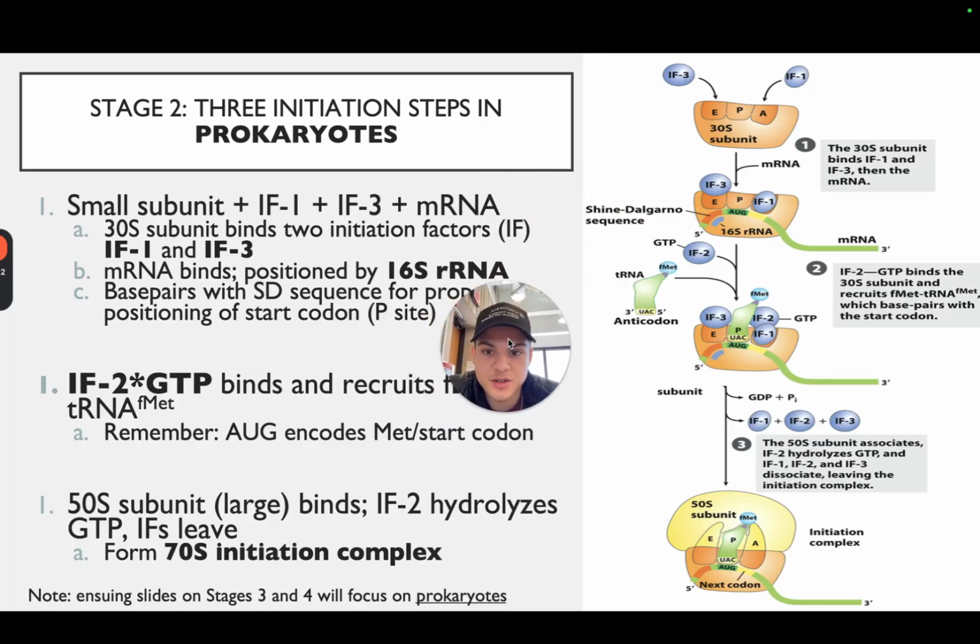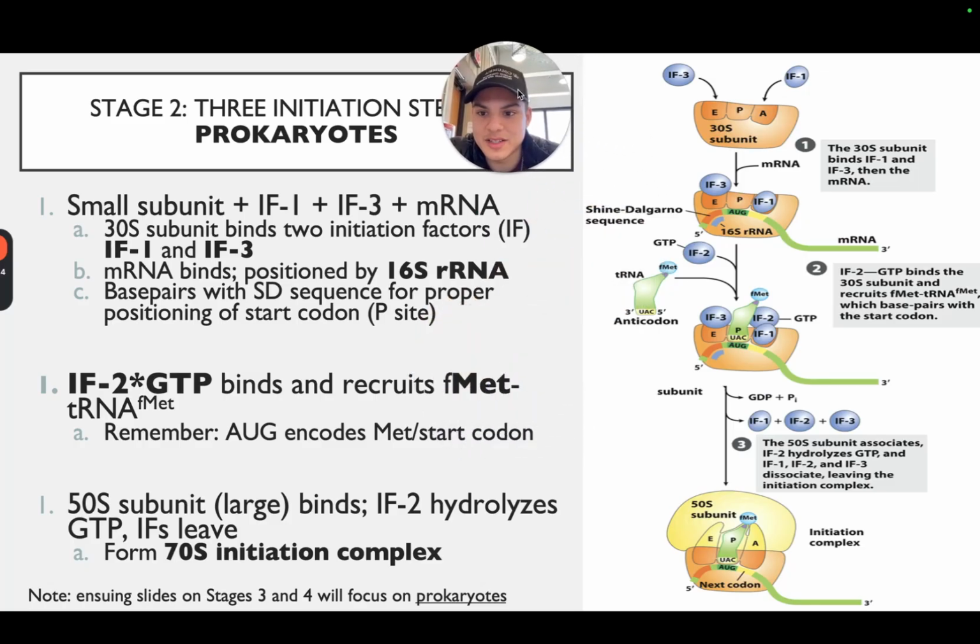So moving on to stage 2, there are 3 initiation steps in prokaryotes. The first step is that a small subunit is going to combine with IF1, IF3, and mRNA, and that's going to allow these translation factors to come in and bind onto the start codon. Next, IF2 combined with GTP is going to be attached, as you can see here, and it binds and recruits fMet tRNA.